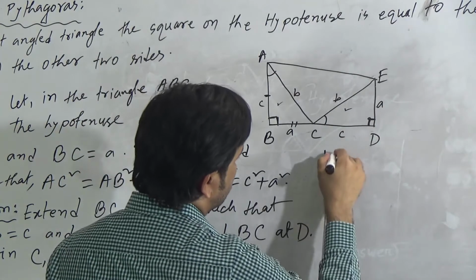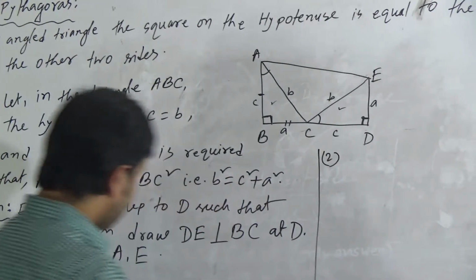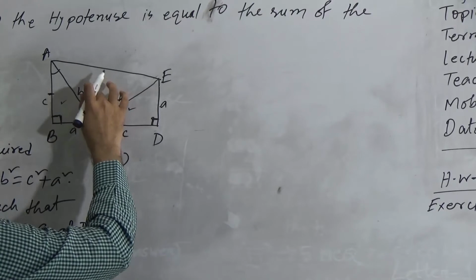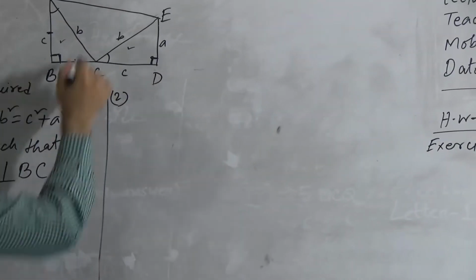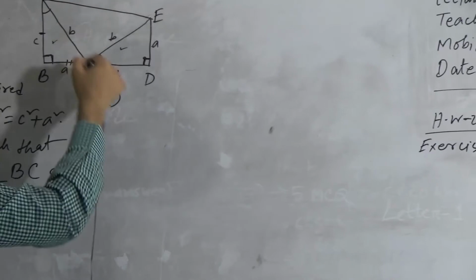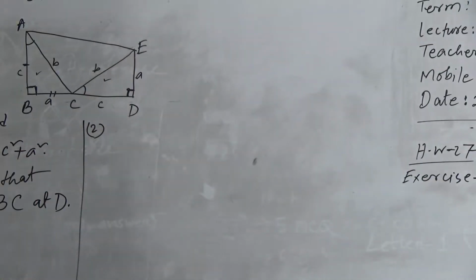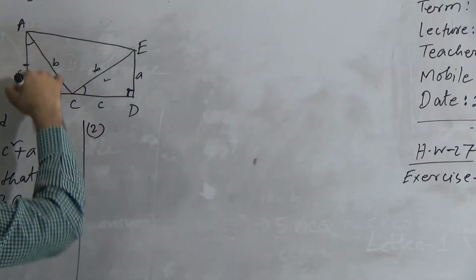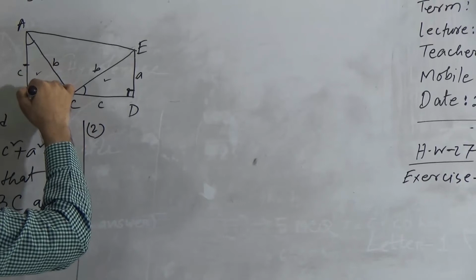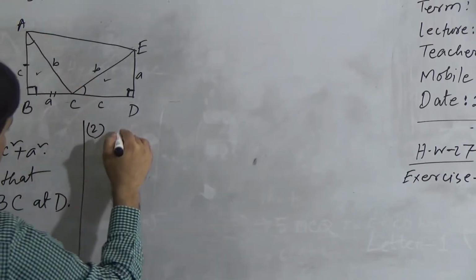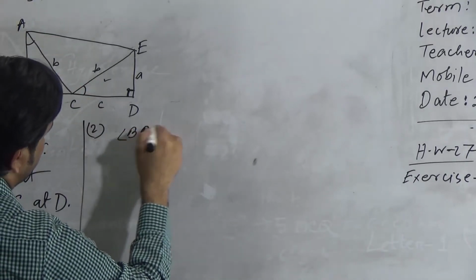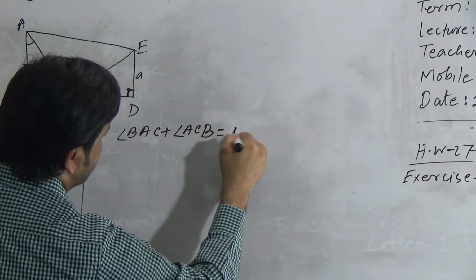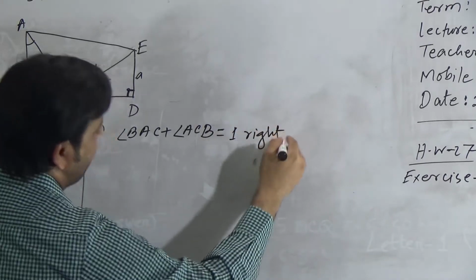Now we will go to step 2. What is step 2? In step 2 we will prove that this triangle is a right angle triangle. It means angle ACE is a right angle. We need to prove. How can we prove? At first we can write here in triangle ABC we get angle BAC plus angle ACB is equal to one right angle.